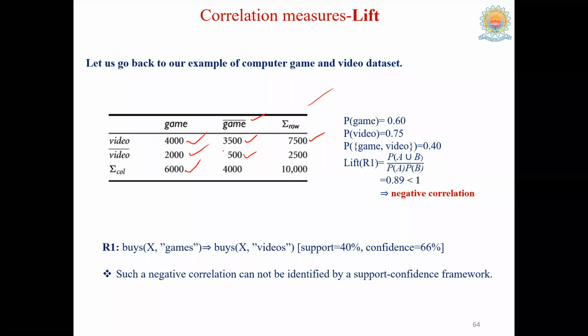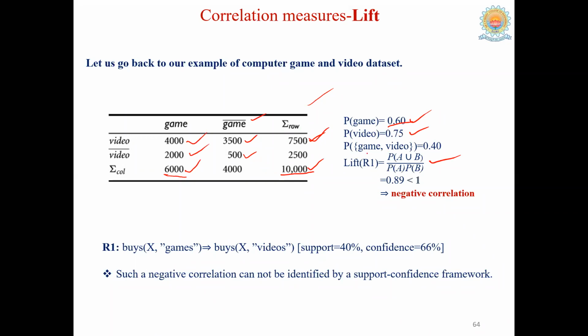So from this we first need to calculate the lift among the items game and video. This is the formula for lift as we have seen previously. For this, we need to calculate P of A union B, P of A and P of B. Let's go with P of A. P of A in this sense is P of game, the probability of purchasing games. So the probability of purchasing games is 6,000 by a total of 10,000, which is nothing but 0.60. And the probability of purchasing videos is 7,500 by 10,000, which is nothing but 0.75.